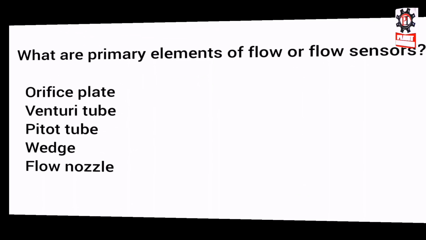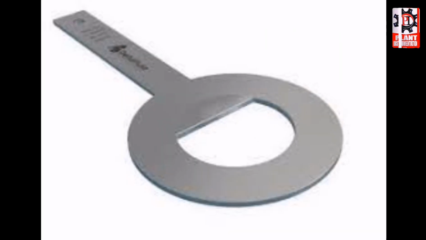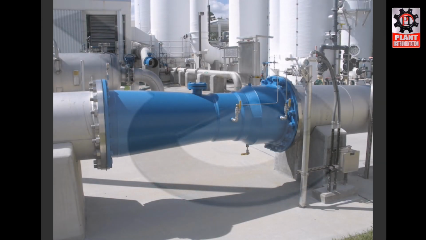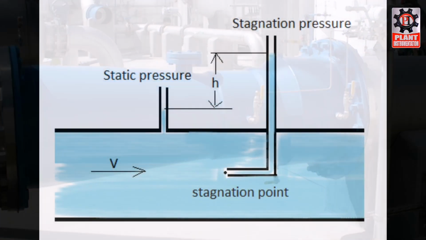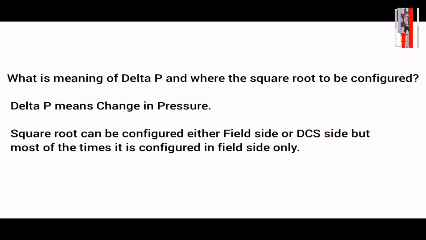What are primary elements of flow? Flow sensors: orifice plate, venturi tube, pitot tube, wedge, flow nozzle. Types of orifice plate: concentric, eccentric, segmental, quadrant edge.